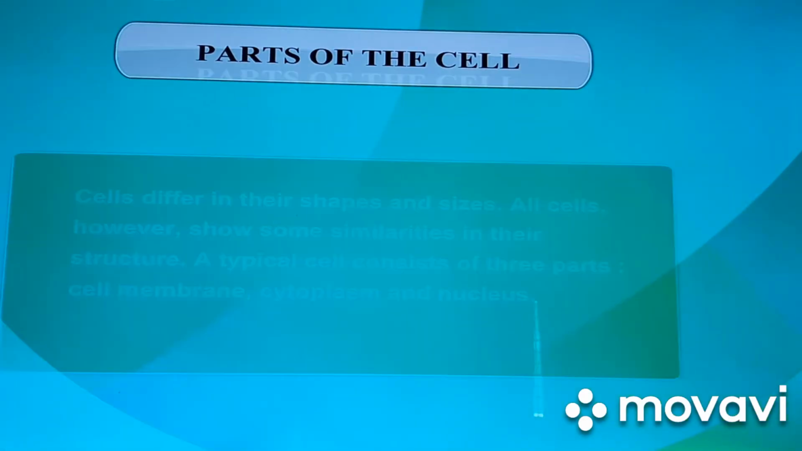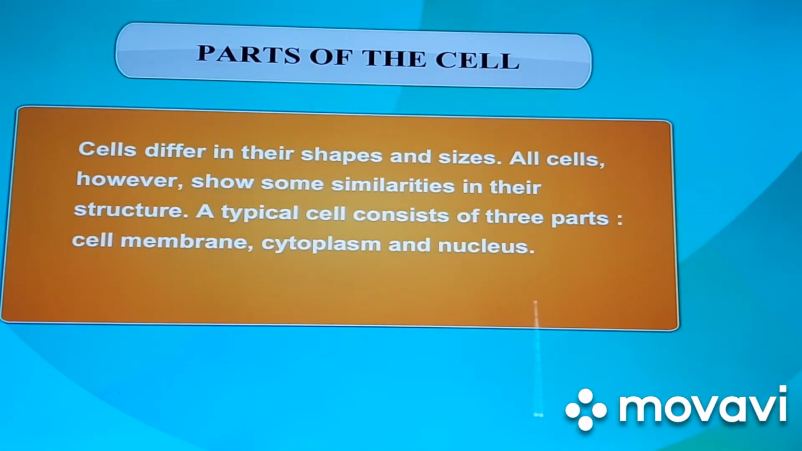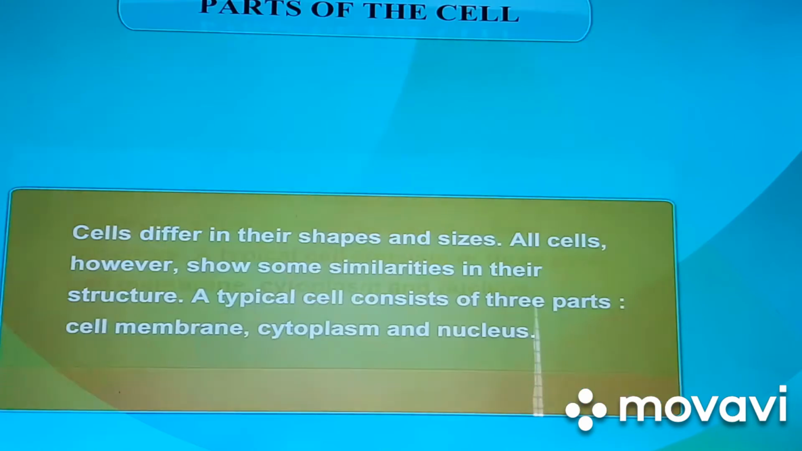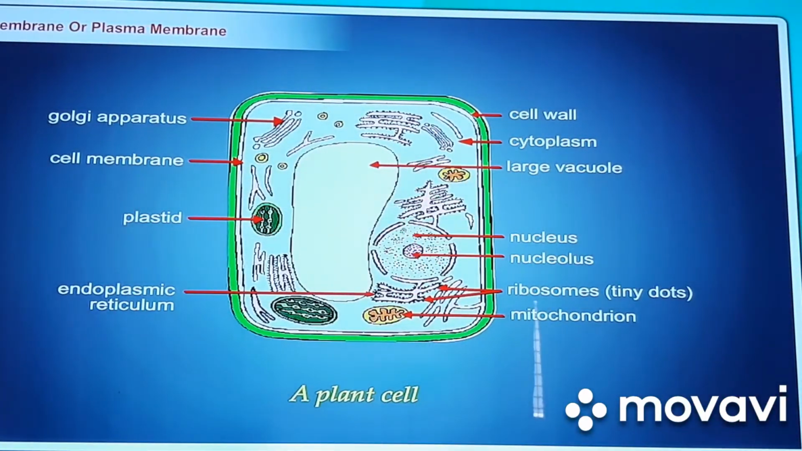Structure of a cell. The cells differ in their shapes and sizes. The animal and plant cells are not exactly the same. However, they show some similarities in their structure. A typical cell consists of three parts: cell membrane, cytoplasm and nucleus. Cell membrane or plasma membrane. Every cell is bound by a thin delicate membrane called cell membrane or plasma membrane. The membrane separates cells from one another and from the surrounding medium.